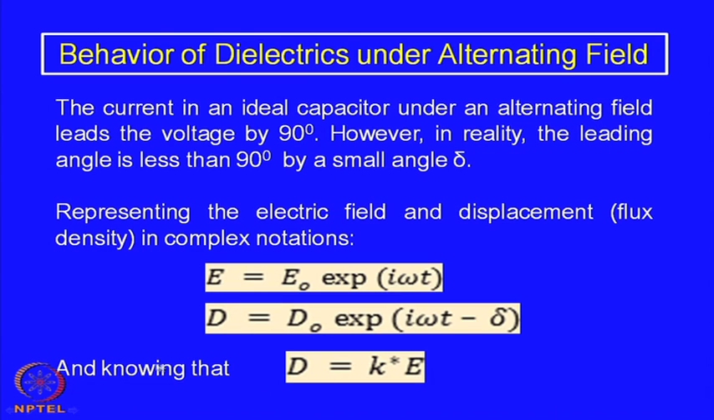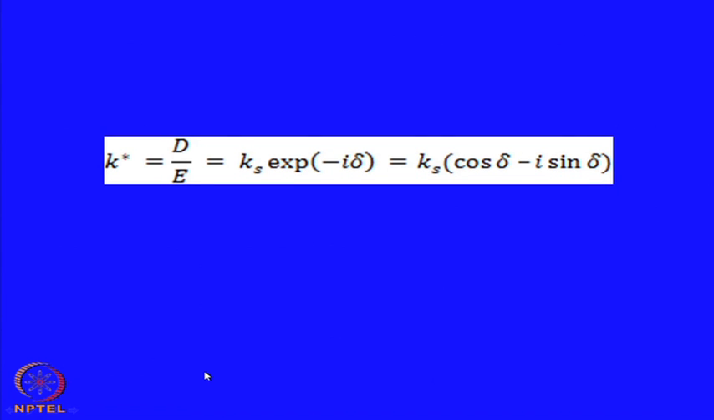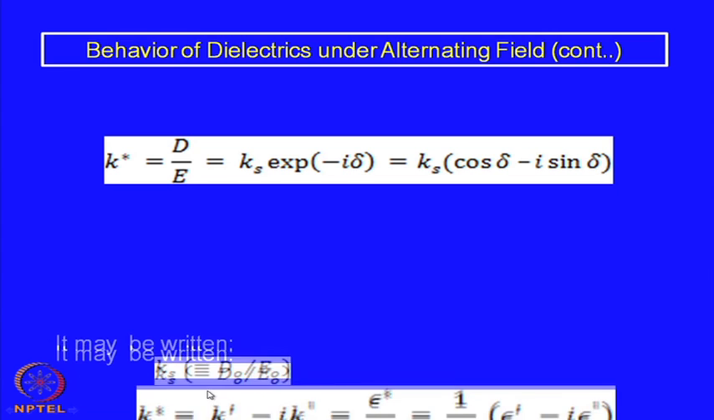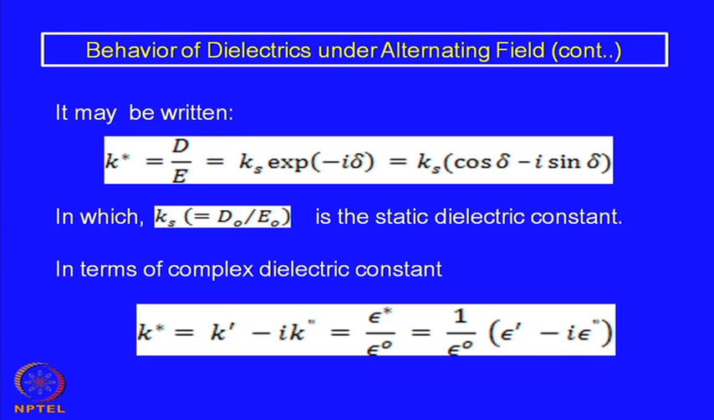Okay. And knowing that D and E are related by this complex quantity, the dielectric constant, in this case it is k star, it is not k prime which we have used earlier. Now we use k star because it is now a complex quantity, and therefore D equal to k star into E. So, this we can further write k star as D by E, and we can divide it into two components, one is the real component, another is the imaginary component.